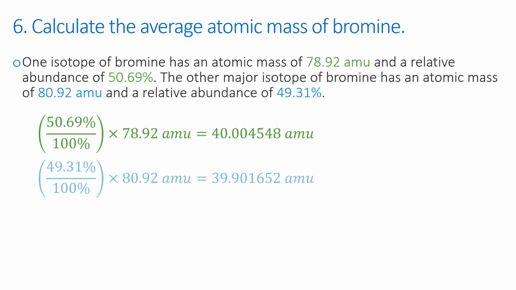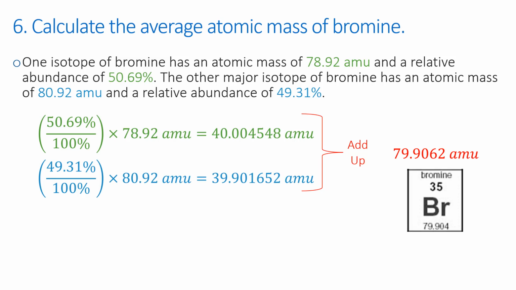And I'm going to do the exact same thing with my other isotopes. So this one has an abundance of 49.31 and the mass is 80.92. So once I get these two numbers here, I just need to add these up in order to get the weighted average. So once I have this number, if we know what element this is, we can look at the periodic table and just confirm that it matches. So we have a built-in way to see if we did this correctly.